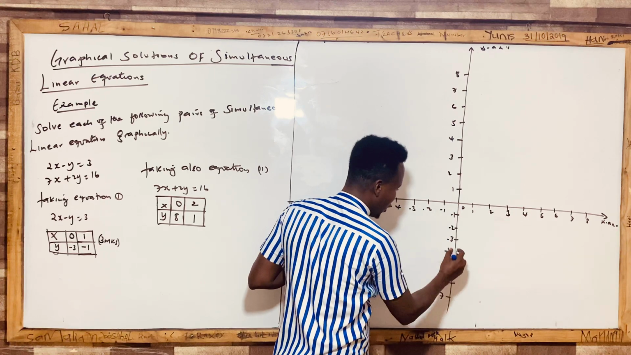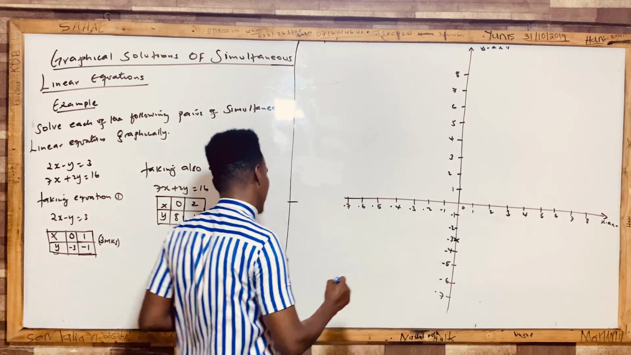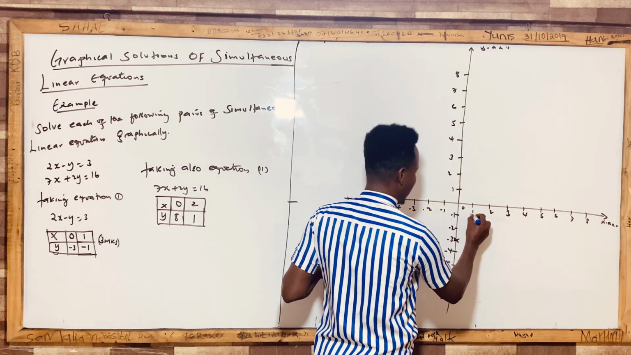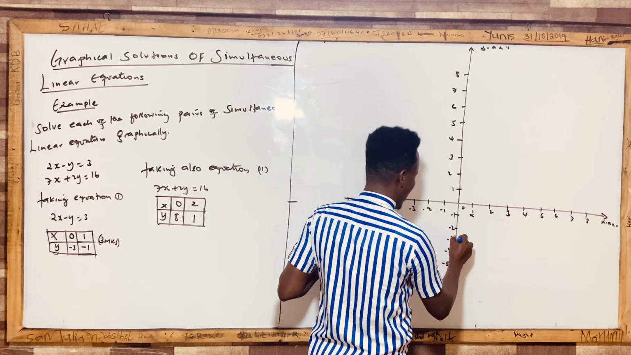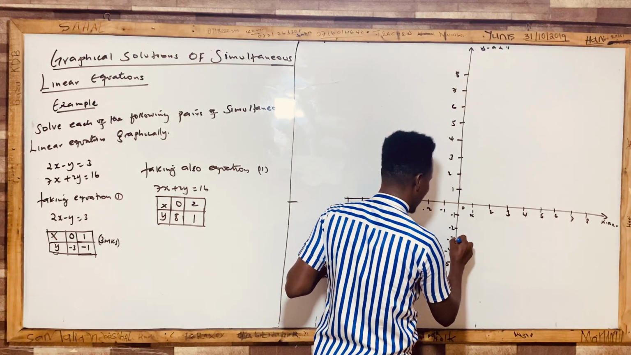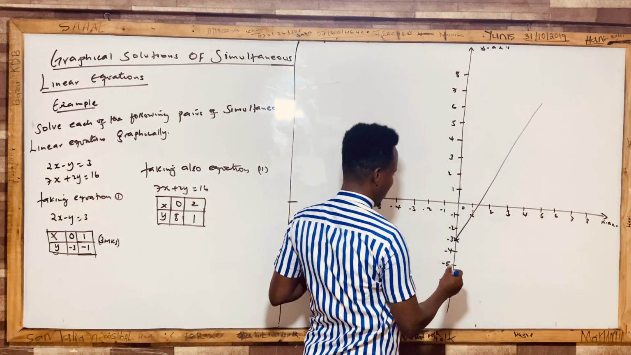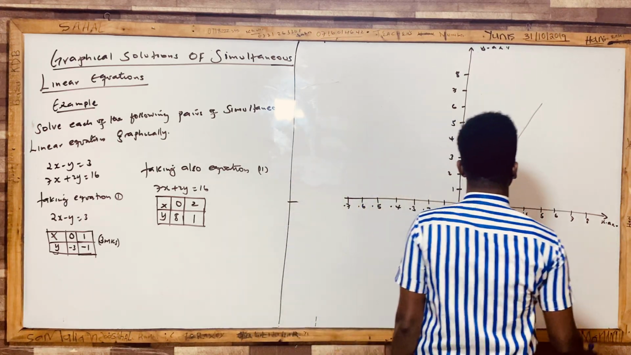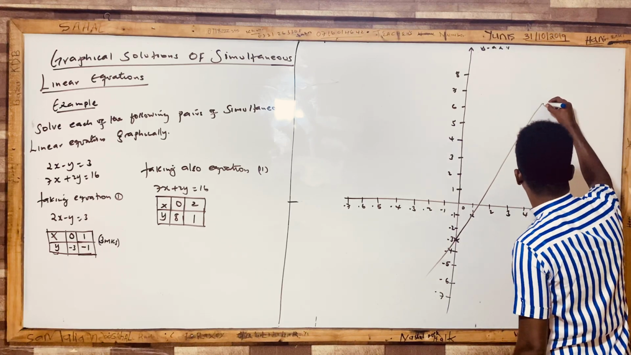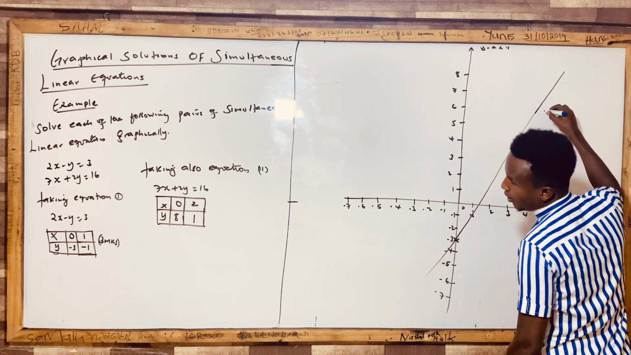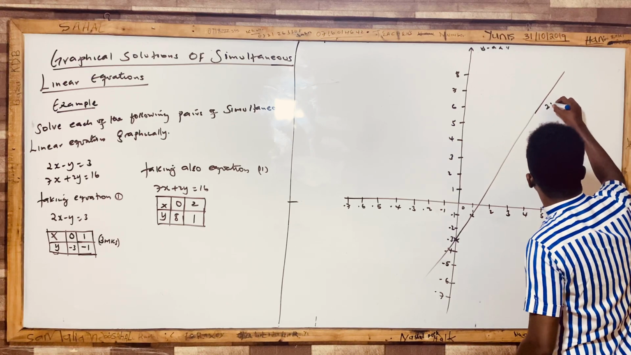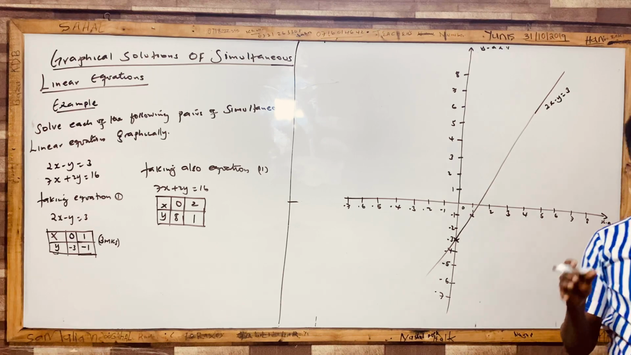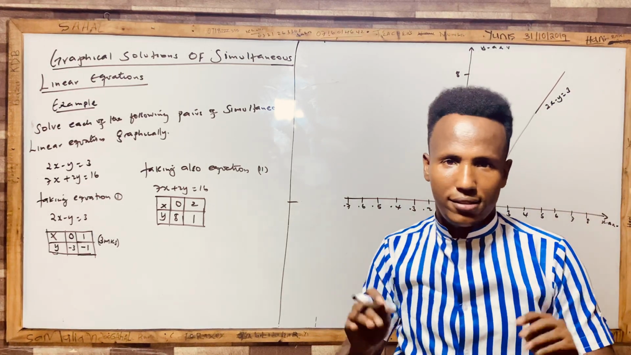Plot 0, -3: 0 for x, -3 for y. Come here, 0, -3. Then 1, -1, just like the previous one. So I will draw a straight line here. On top of this line, I'll write the equation, which is 2x minus y is equal to 3. I told you, writing the equation on top of the line is a must.